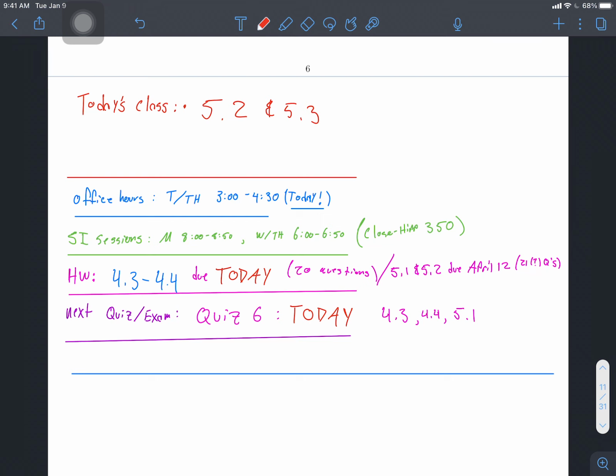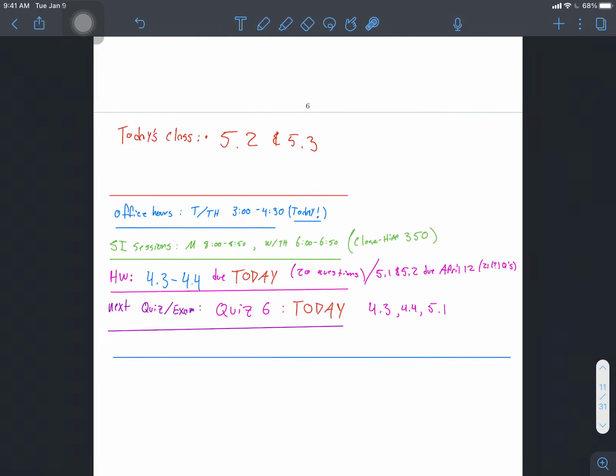So office hours today are from 3 to 4:30. There's going to be a homework assignment due tonight, and there's another homework that's coming up due on, I think, Tuesday, and we're also going to have quiz 6 today. Okay, so that's on sections 4.3, 4.4, and 5.1.